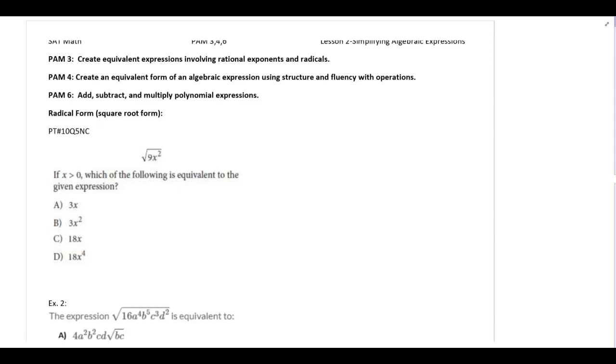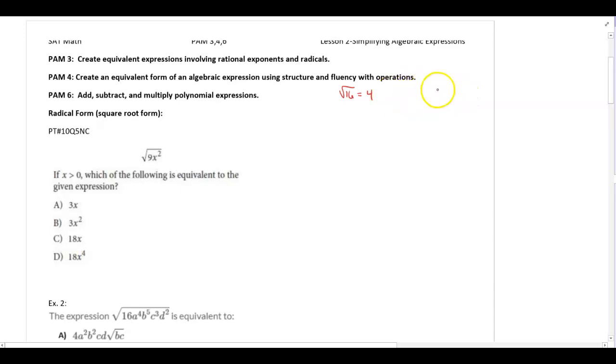Passport to Advanced Math, Lesson 2 is all about simplifying algebraic expressions, dealing a lot with radicals and exponents. Okay, couple of things here. First, whenever we take the square root of a variable expression, so we already know what the square root of 16 is, right? What to the second power would give me 16? 4. So you should have all those square roots memorized.